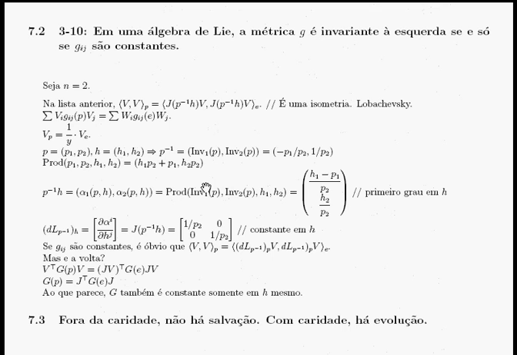Let n equal 2, by the Lobachevsky exercise. Phi is an isometry of Lobachevsky. We got the sum of vi gij vj equals the sum of wi gij of e wj. We got the product, first degree in h, we got the Jacobian 1 over y, 0, 0, where y is my p2. It's constant in h.